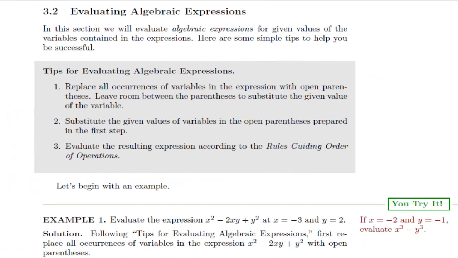Here are some simple tips to help you be successful. Tips for evaluating algebraic expressions. 1. Replace all occurrences of variables in the expression with open parentheses. Leave room between the parentheses to substitute the given value of the variable. 2. Substitute the given values of variables in the open parentheses prepared in the first step. 3. Evaluate the resulting expression according to the rules guiding order of operations. Let's begin with an example.